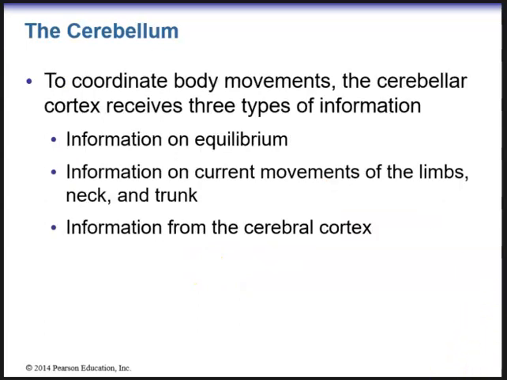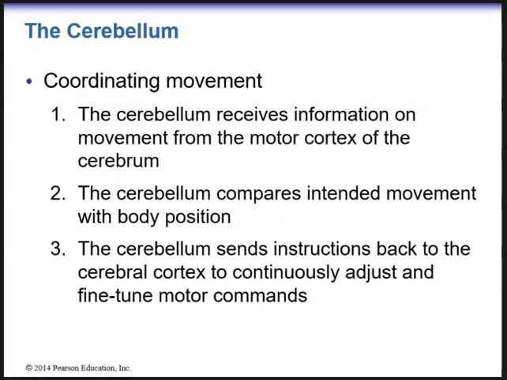So again, the function of the cerebellum is to help coordinate body movements. The cerebellar cortex receives three types of information. It receives information on equilibrium, coming from the structures within the inner ear. We have information on current movements of the limbs, neck, and trunk, so our proprioception, and then information from the cerebral cortex. In coordinating movement, the cerebellum receives information on movement from the motor cortex of the cerebrum.